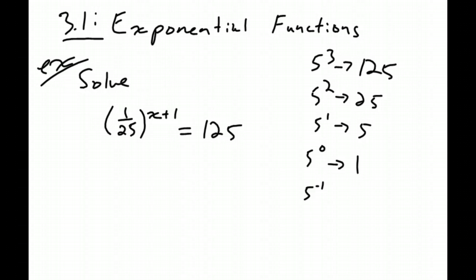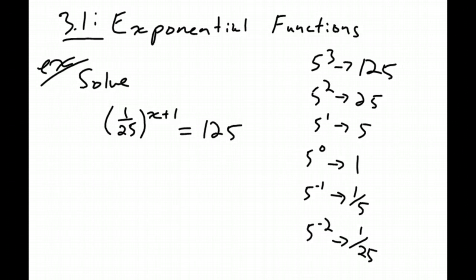5 to the negative 1. Well, if you follow this pattern down, 125 divided by 5 is 25. Divided by 5 again is 5. Divided by 5 again is 1. So if we divide 1 by 5, then that's going to be 1/5. So that means that 5 to the negative 2, if I divide 1/5 by 5, that's 1 over 25.